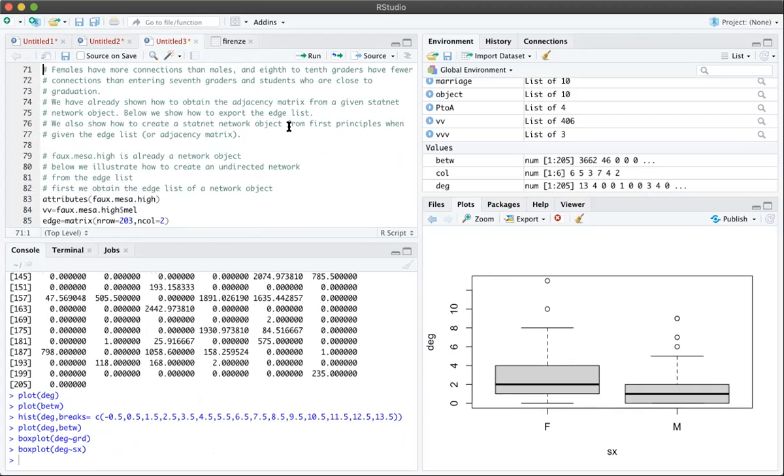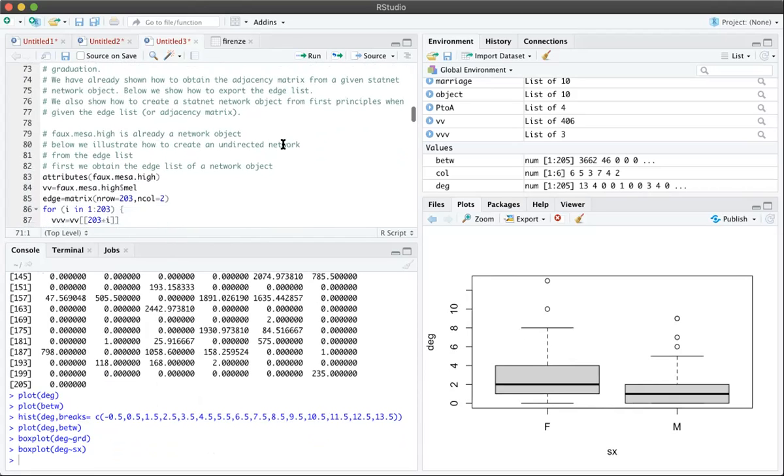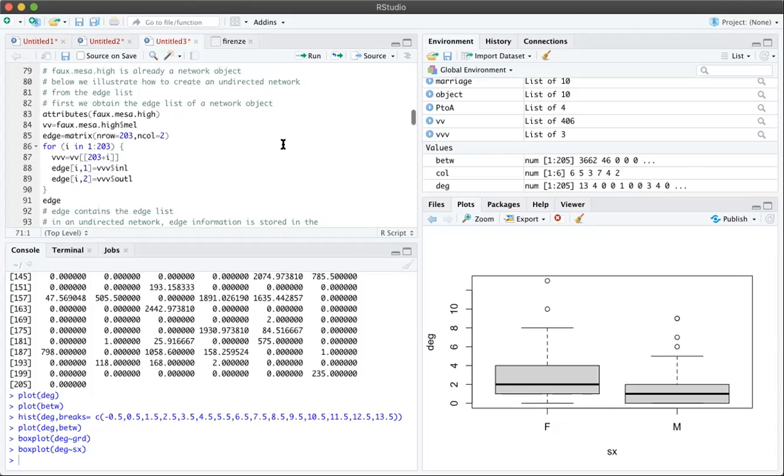We have already shown how to obtain the adjacency matrix from a given StatNet network object. Below, we show how to export the edge list. We also show how to create a StatNet network object from first principles when given the edge list or adjacency matrix. fo.mesa.high is already a network object. Below, we illustrate how to create an undirected network from the edge list.